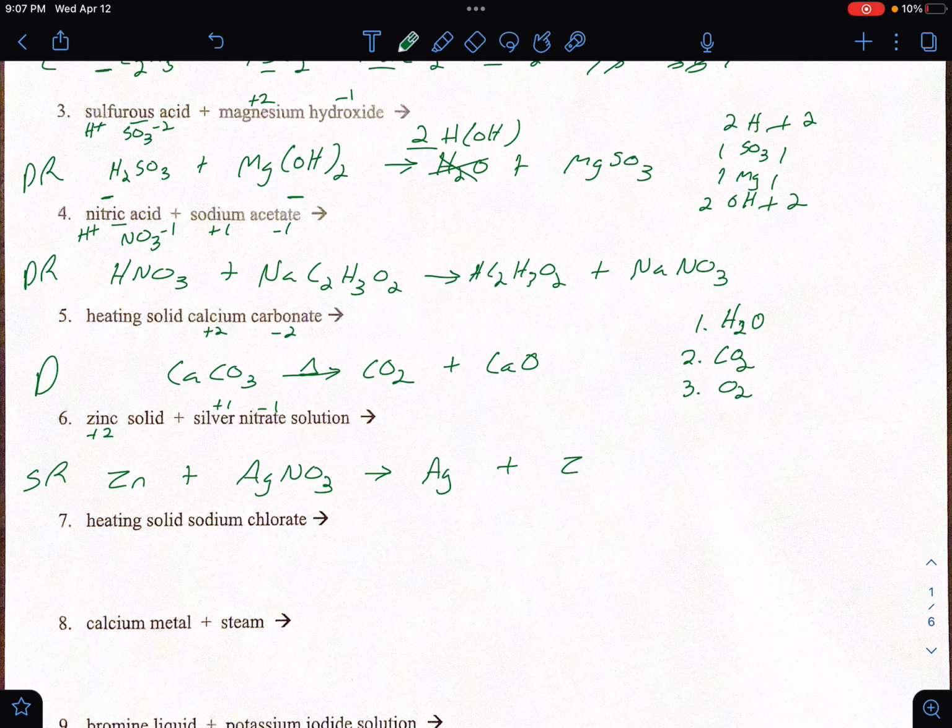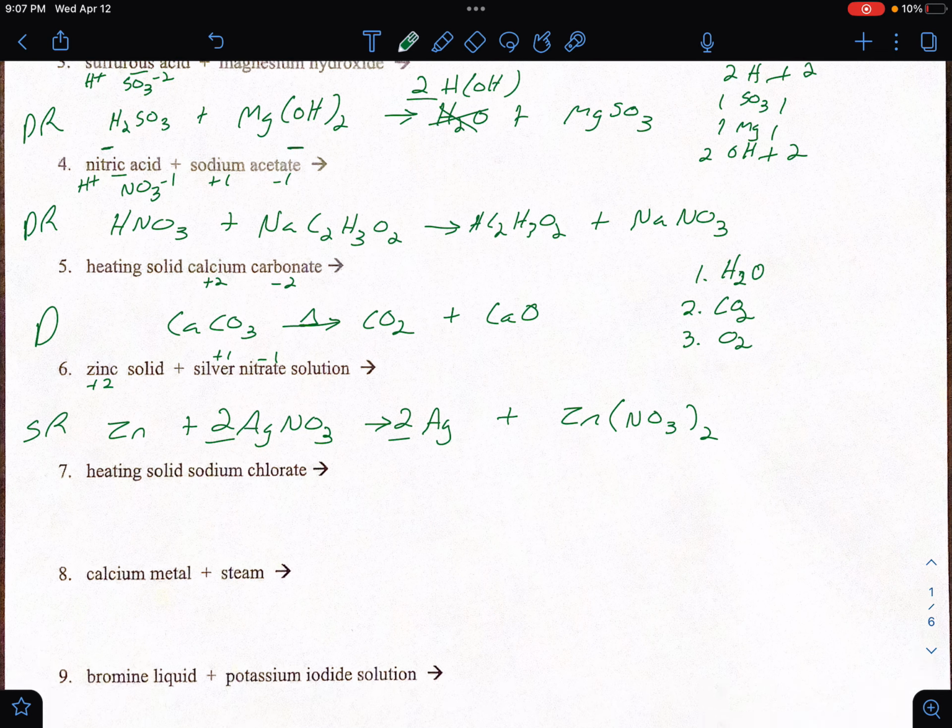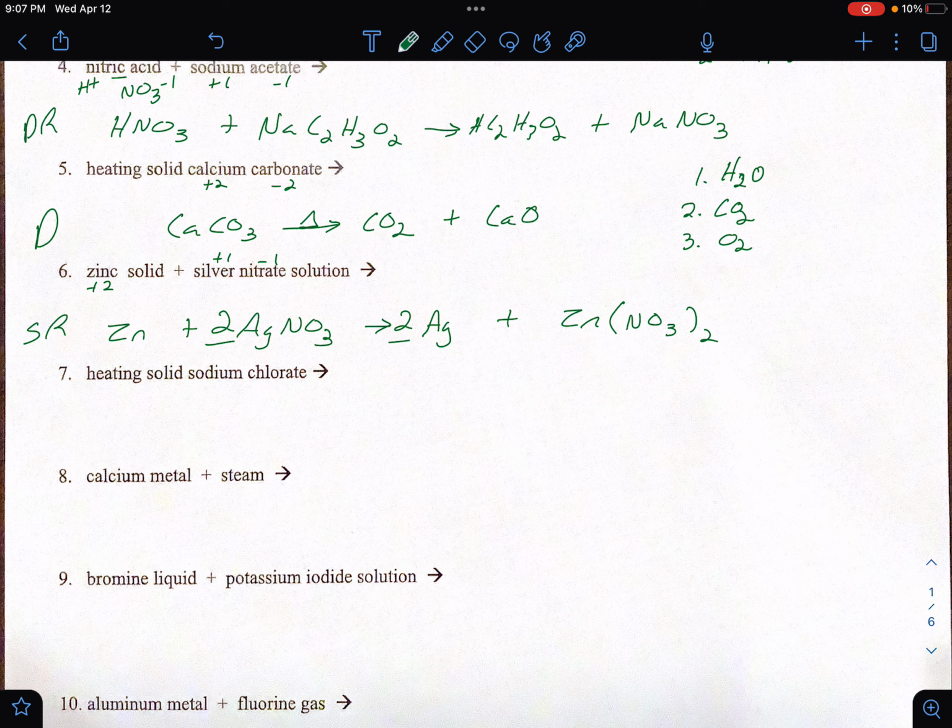Remember, zinc is a +2, nitrate's a -1. So this is going to be Zn(NO3)2. So now I got to see, is it balanced? I have 1 zinc on the left, 1 zinc on the right, 1 silver on the left, 1 silver on the right. I've got 1 nitrate on the left and 2 on the right. So I need to get to 2 nitrates on the left. So I'm going to put a 2 in front of this AgNO3. Now that affects my Ag, so now I got to fix my Ag on the right. And now I'm done.